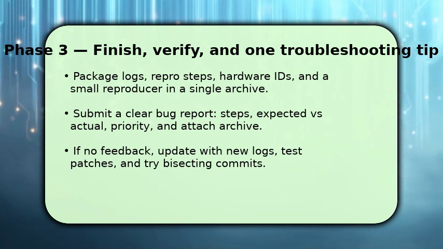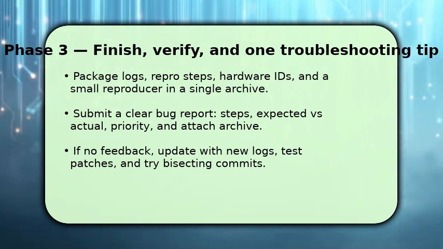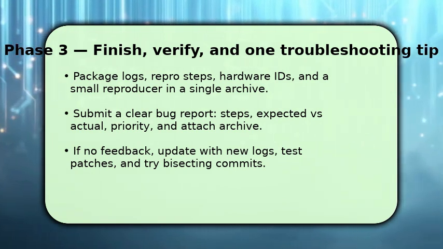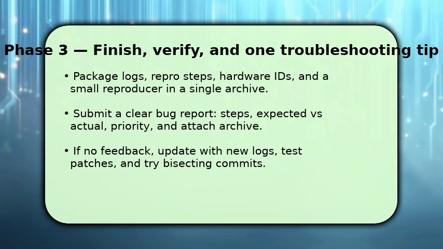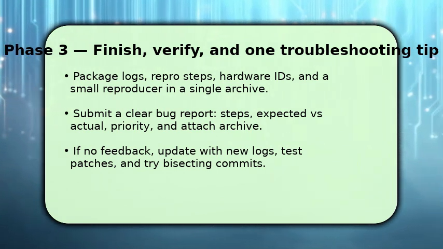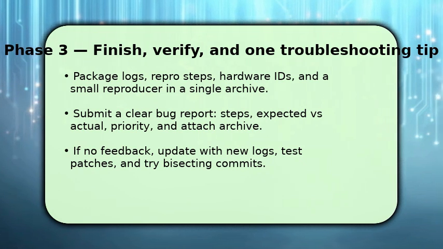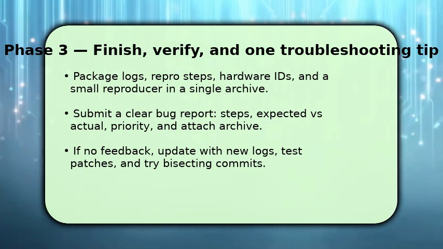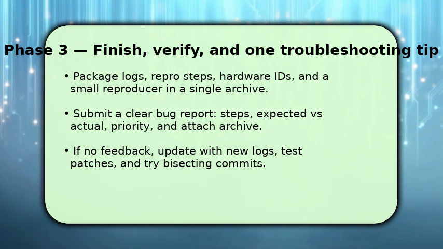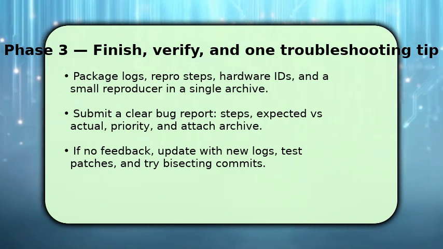Once submitted, monitor responses and promptly provide requested artifacts. If progress stalls, retry with updated logs, test suggested patches, and attempt a git bisect to find the regression commit. One key tip: if builds fail, reproduce on a clean install to rule out local config issues.